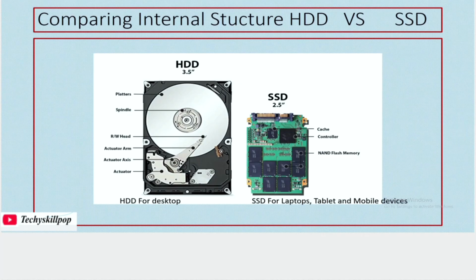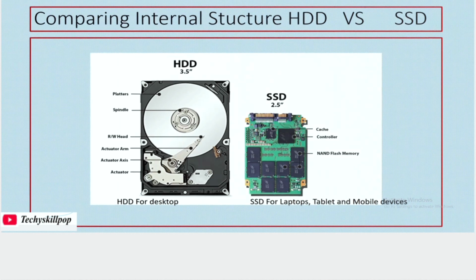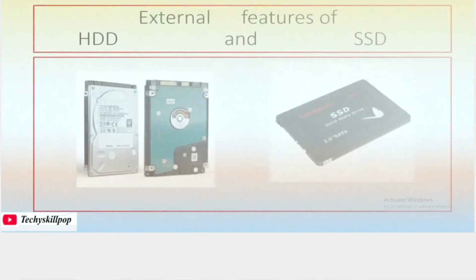So let's look at the internal structure of the different disk drives. The HDD is 3.5 inch, while the SSD is 2.5 inch. As you can see, they have different internal structures. So this is the external features of the HDD and the SSD.